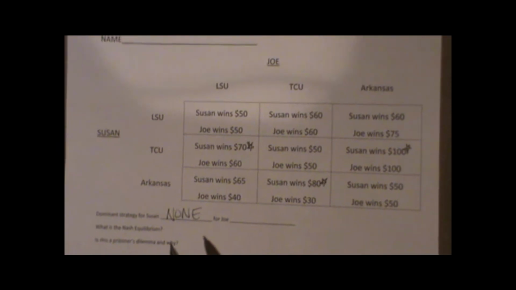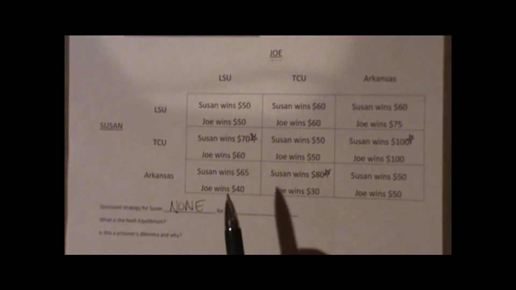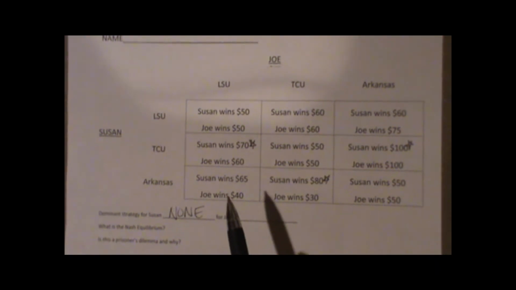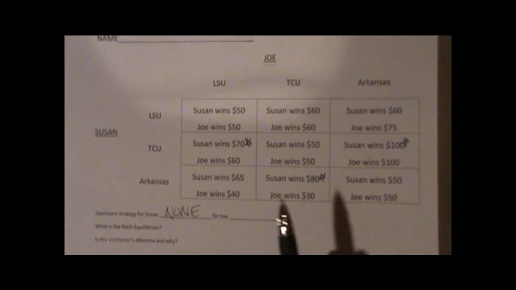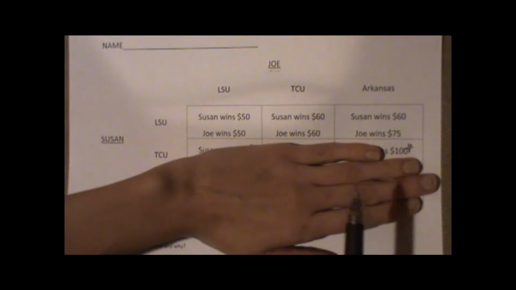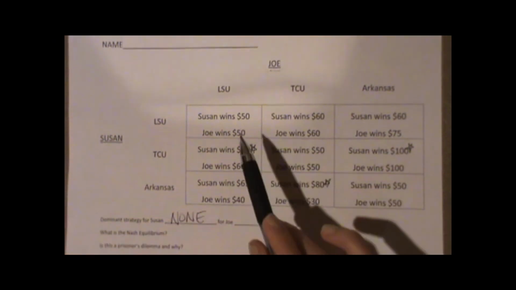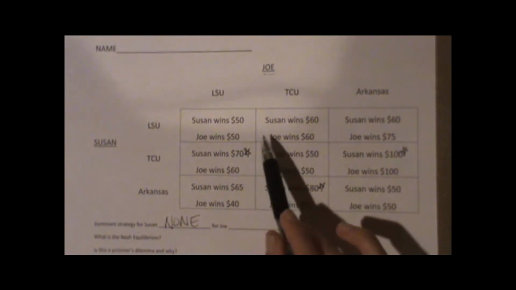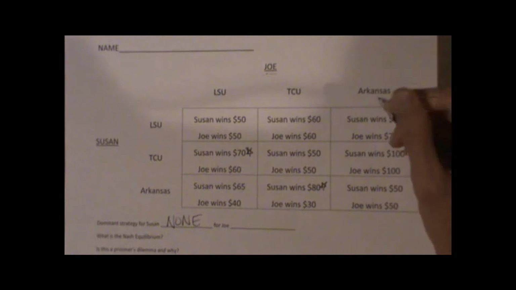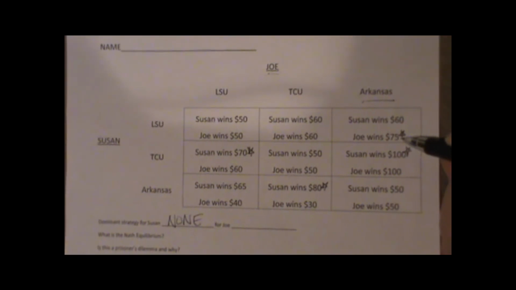Okay. Now, let's do the same thing, but assume that we're Joe now. So as Joe, we want to see what's the best option for us to pick depending on what Susan does. So if Susan picks LSU, Joe is going to be looking at this top row and comparing those payoffs. He can win $50, $60, or $75. So in this case, Joe's going to want to pick Arkansas because that's how he gets the most money.